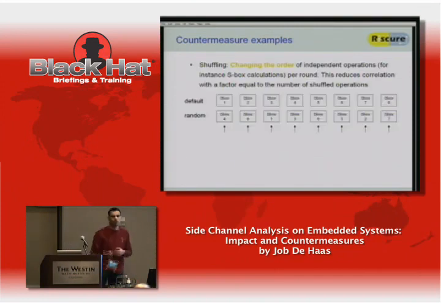Okay, shuffling is another one. You can just say, why execute in order? Why always first S-box, and why not randomize that? What does it do for the leakage? Of course, it still leaks, but you will have to do many more measurements. Think about 8 times more to actually get the same number of S-box ones, and then you can consider the rest turns into noise.